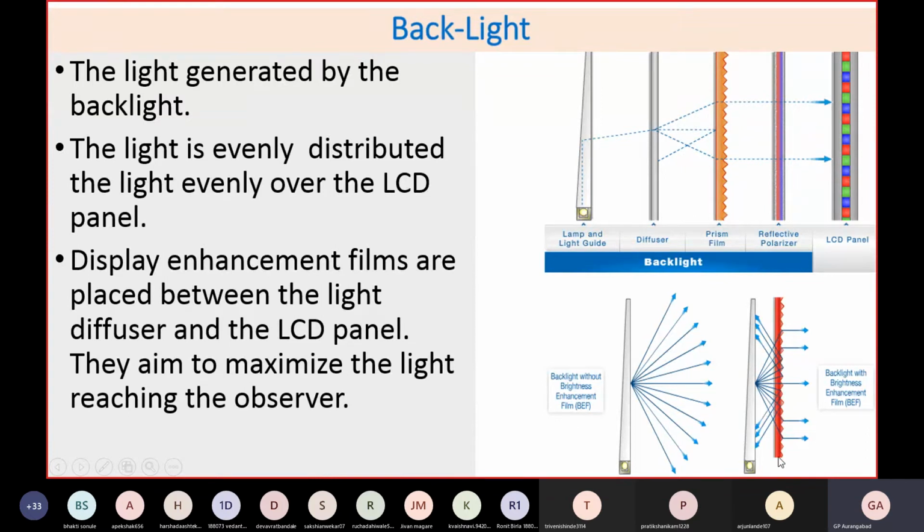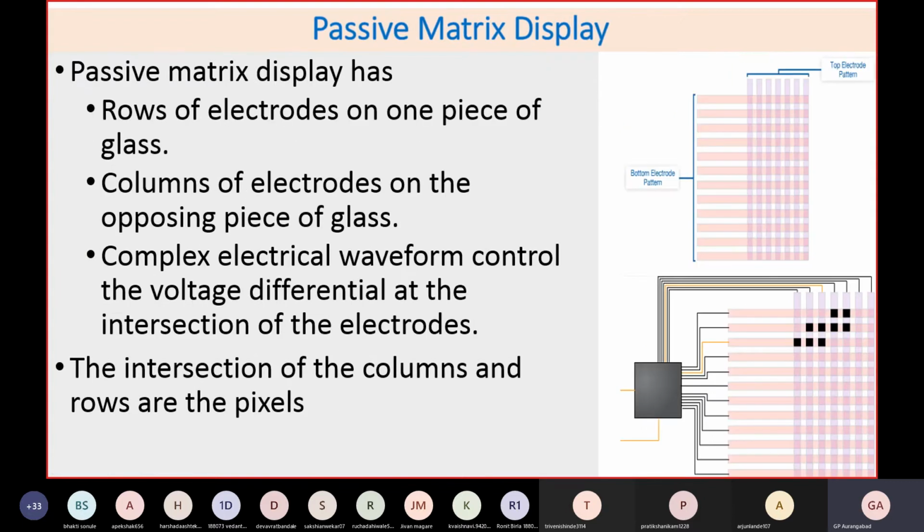So let us say this is entirely a backlight. The light coming out of this backlight is uniform and in a horizontal direction. Whatever this particular direction is, this light will now be applied into the polarizing field. So this is all about the backlight. Then, when I say passive matrix display, if you see this, this is the arrangement of pixels and how it is connected to the pixel.